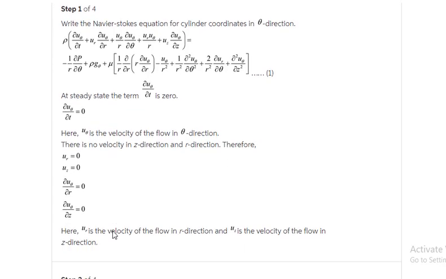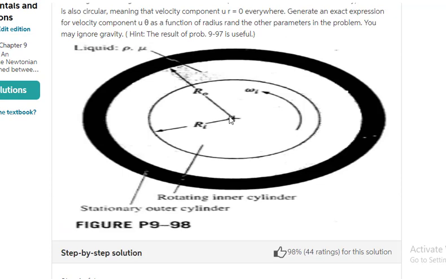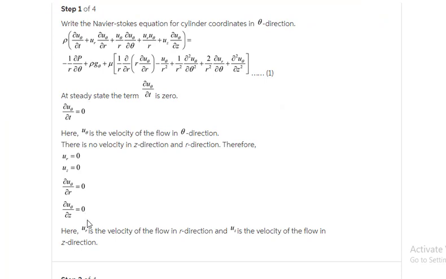Then the derivative of u theta with respect to theta will also be 0 because this is a plane, and u theta with respect to z will also be equal to 0. Now we have identified the assumptions and solved it for the required expression. We will simplify this equation 1 and solve it.